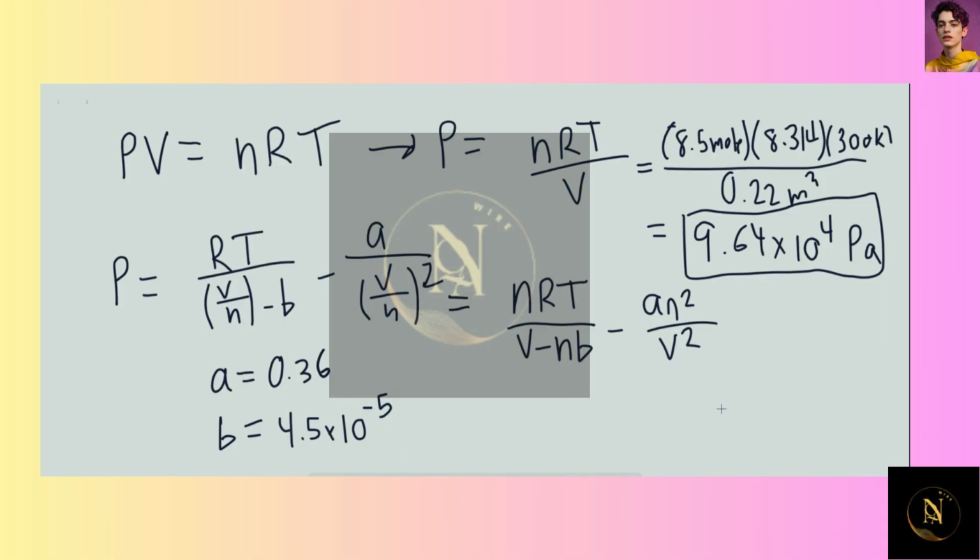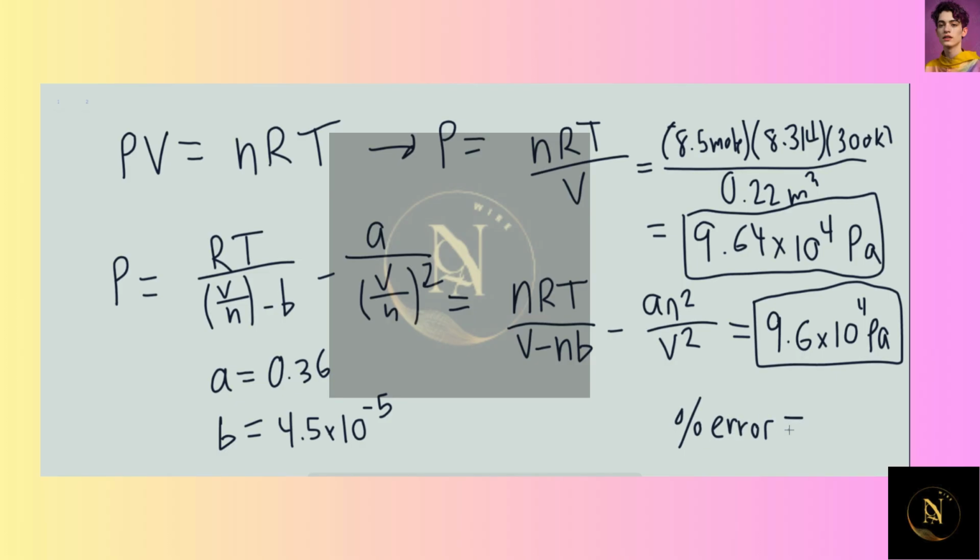If we plug all of this in and compute a number, we would end up with about 9.6 times 10 to the 4 Pascal. So you can see almost immediately these numbers are quite close to each other. If we took a percent difference, we would see that it was about 0.39%. So these numbers are quite close to each other. So in this case, the two equations of state do not diverge very much.